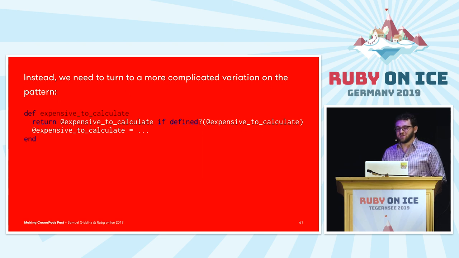Instead, we turn to a more complicated version of this. We say, we're going to check if this instance variable is defined. If it is, return it. If not, well, we'll define it. But even this approach has an issue. What happens if we want to reset this value? This also can get a bit weird if you have subclasses, as exactly where you put the call to super can make a big difference in behavior.